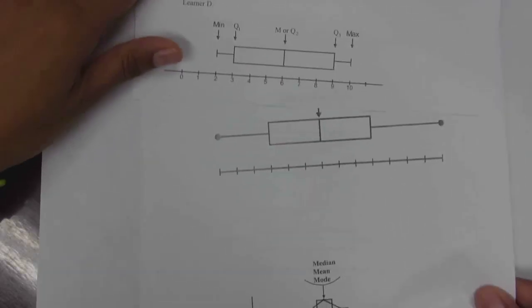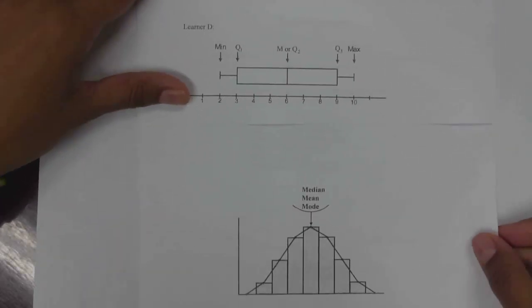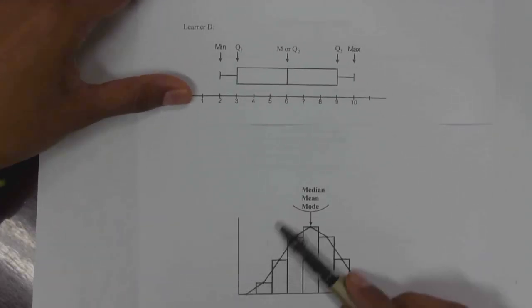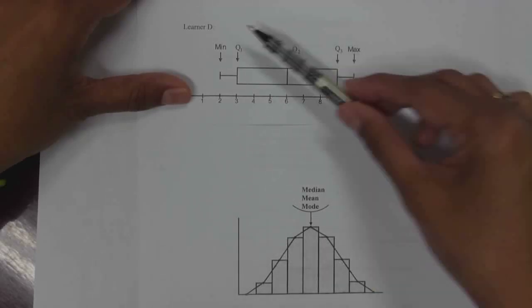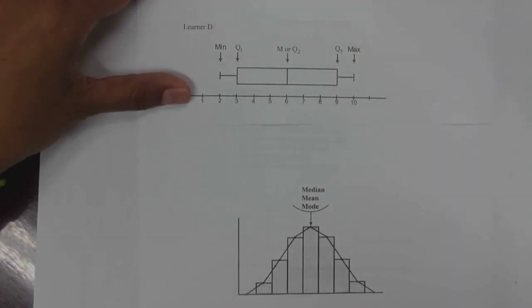If you go back to a histogram, this is what a normal distribution looks like if you construct a histogram. This little curve here is representing a frequency polygon, but you don't have to worry about that. Focus on the bars in the histogram. So if you actually draw a histogram for that data set, this is what your histogram would look like. This is your middlemost, where your median is equal to your mean, is equal to your mode.